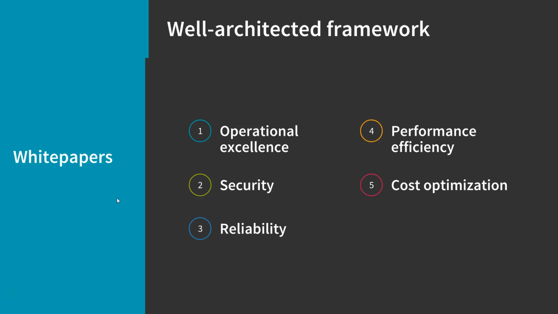Next, we have security, and that's the ability to protect information, systems, and assets while delivering business value through risk assessments and mitigation strategies. Next, we have reliability, which is the ability of a system to recover from infrastructure or service disruptions, dynamically acquire computing resources to meet demand, and mitigate disruptions such as misconfigurations or transient network issues.